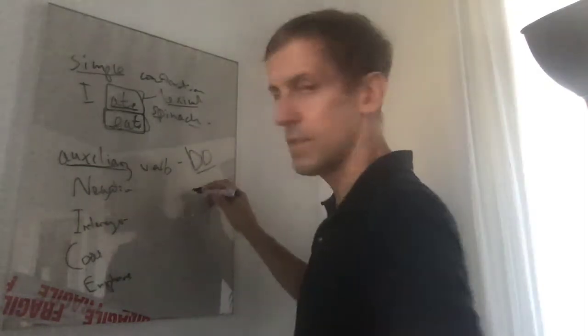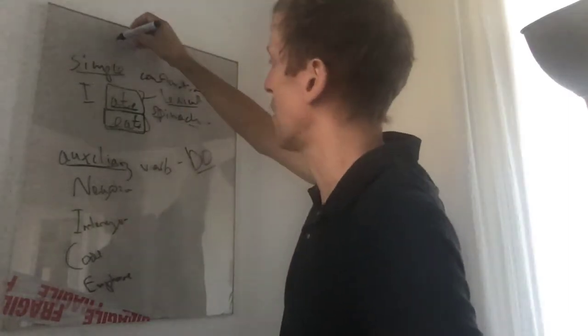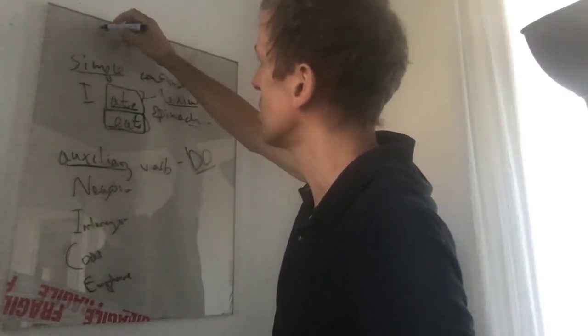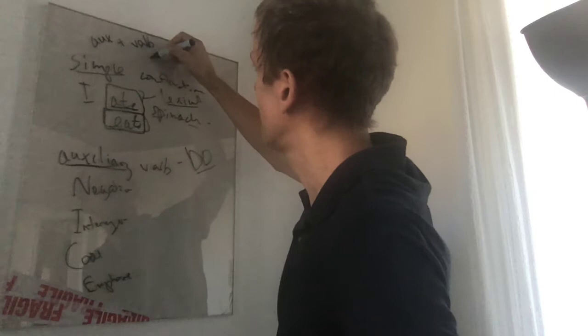And we're going to have the simple construction, there's not much space on this board, I'm sorry, which is going to be auxiliary plus what we're going to call the verb stem.